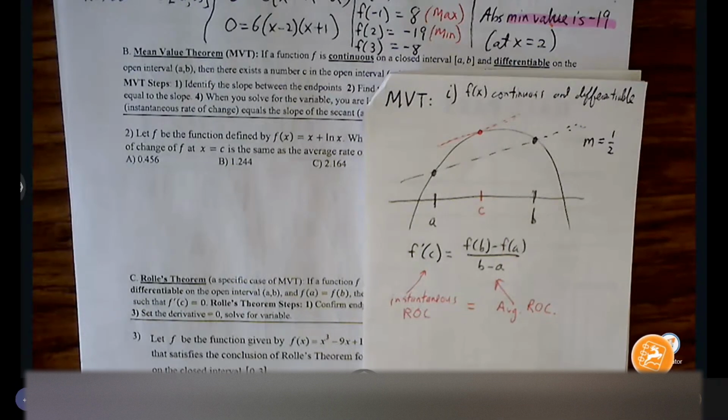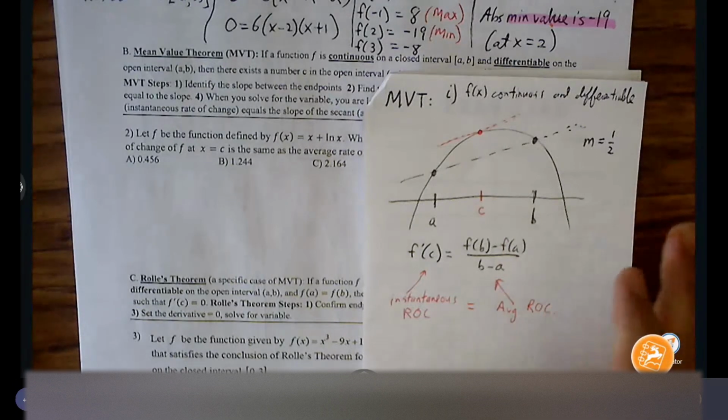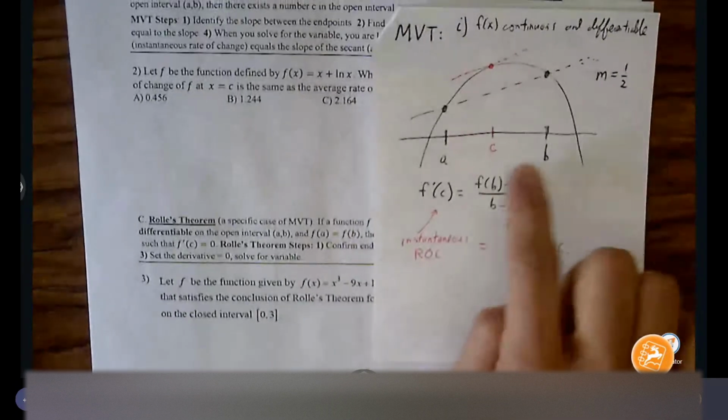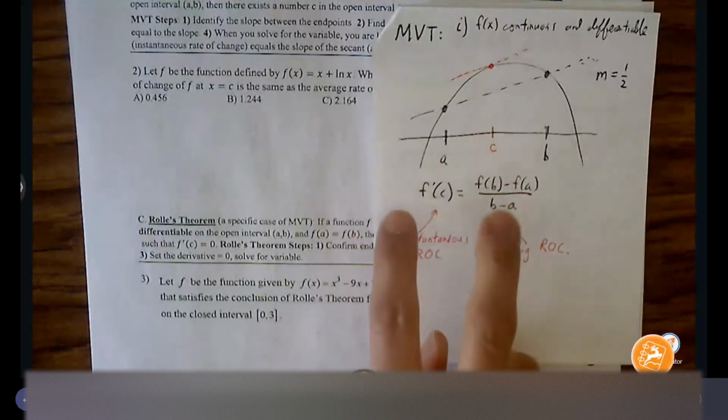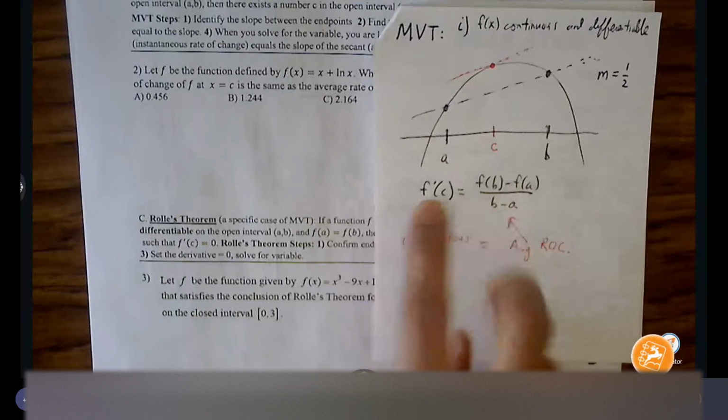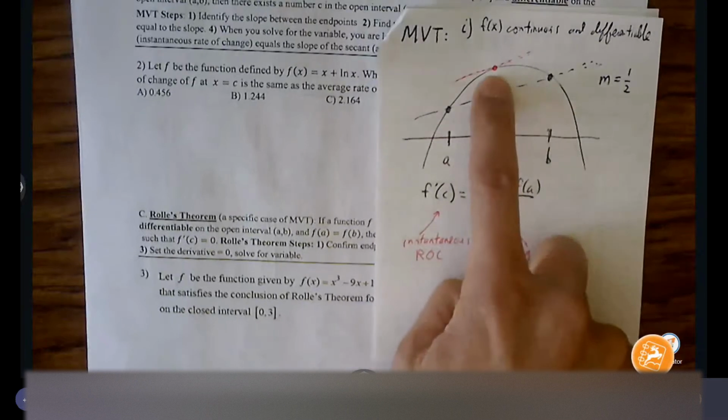So what we're going to do is find the slope between the endpoints. We're going to find the derivative, and we're going to set them equal to each other. And when we set them equal to each other, we can find the location where that slope occurs.